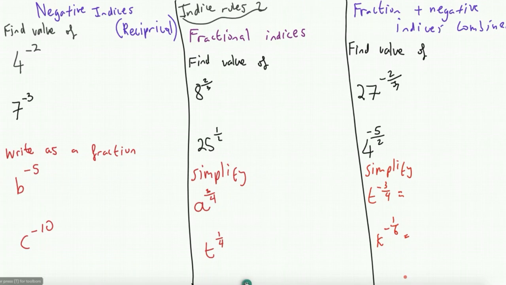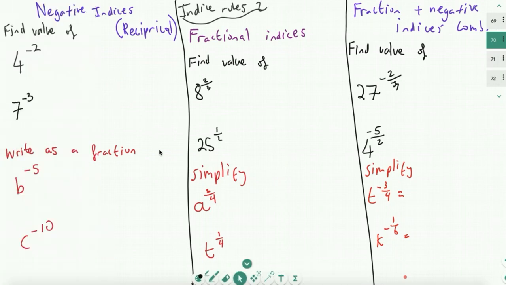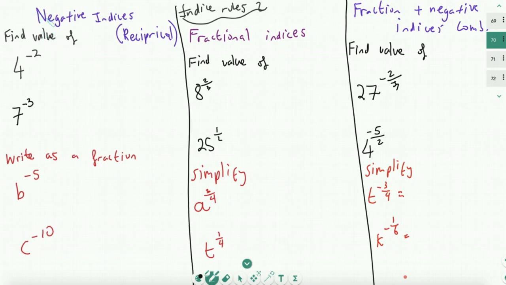Find the value of 4 to the power of negative 2. So now, when people think of negative indices, they just go, okay, it's going to be negative 4 to the power of 2. No, a negative indice means the reciprocal. The word reciprocal means the opposite. So if we're doing 4 to the power of negative 2, we have to find the reciprocal of 4. Well, what's the opposite of 4?